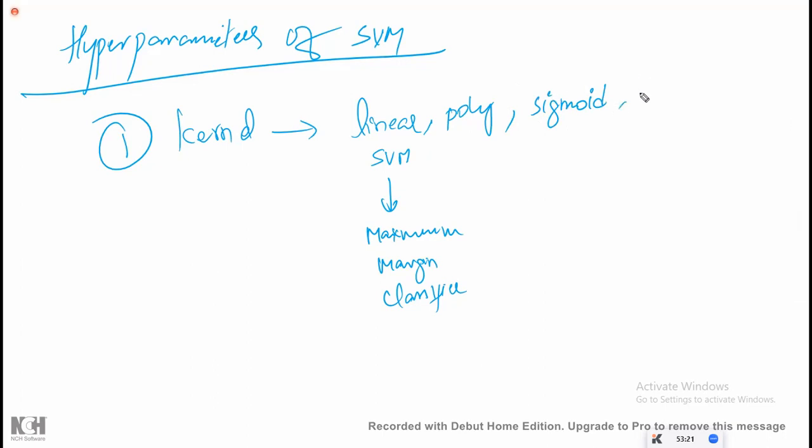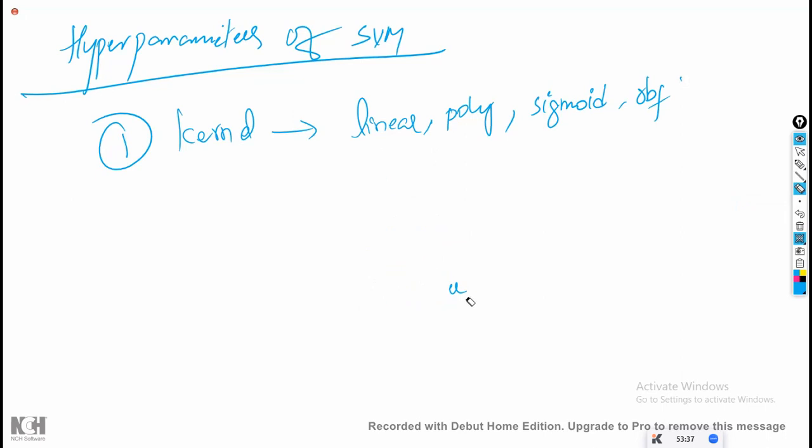Next one is the RBF kernel. RBF kernel means you are going to use the normal distribution curve, that is the bell curve, and you are going to separate the data points. So these are the 4 different types of kernels which we are having: linear, poly, sigmoid, and RBF.